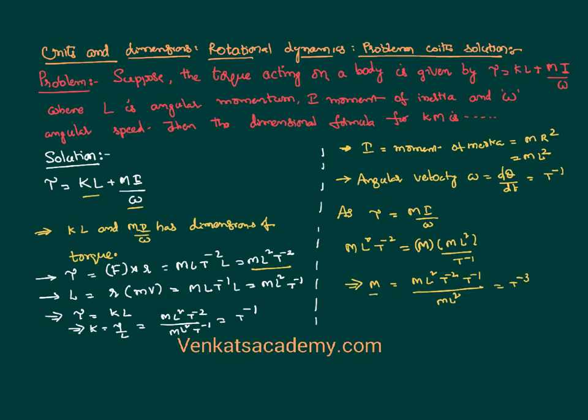Now I know the dimensions of K, I know the dimensions of M. I need to know the dimensions of K and M. So the dimensions of K and M is T power minus 1 into T power minus 3, that's nothing but equal to T power minus 4. Thus we can conclude that KM, the dimension formula that we need to calculate, has no mass dimension, no length dimension, but the time has a dimension of power minus 4.